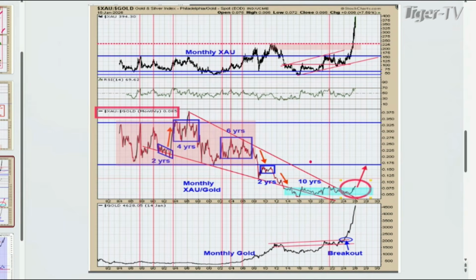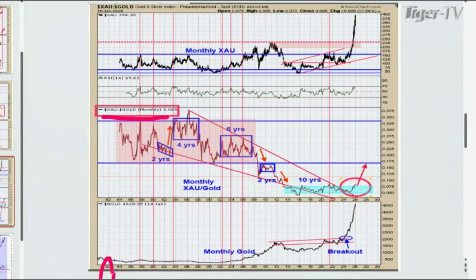Okay. We're going to flip over. I want to flip over because we want to spend some time here. We're almost done with this one. But this is the monthly XAU gold ratio. It's 0.85 right now, and this chart goes back to 1982, so it goes back a while. These are all the monthly readings of the XAU gold ratio going back to 1982. And I think something historic, or something very important, is about to happen here.